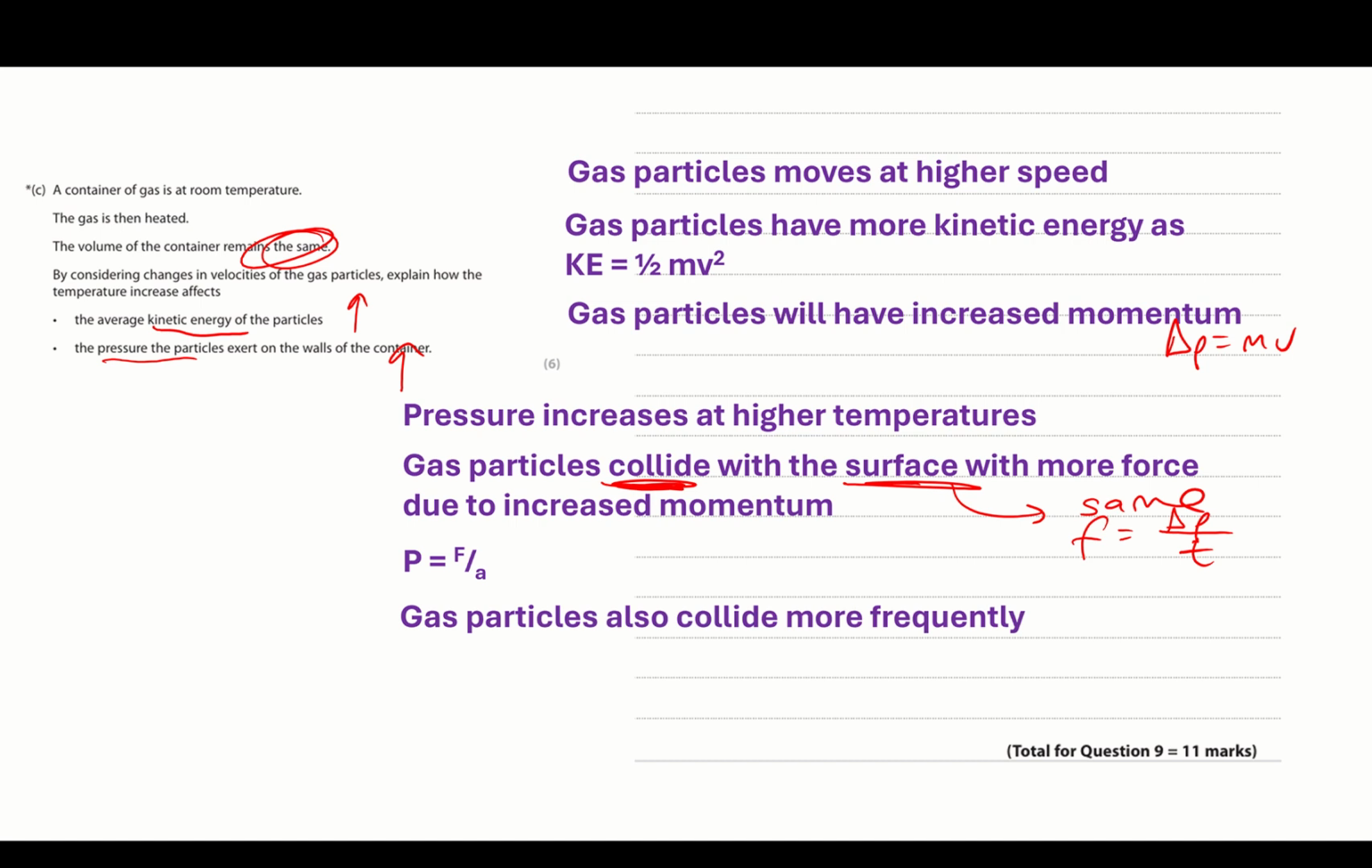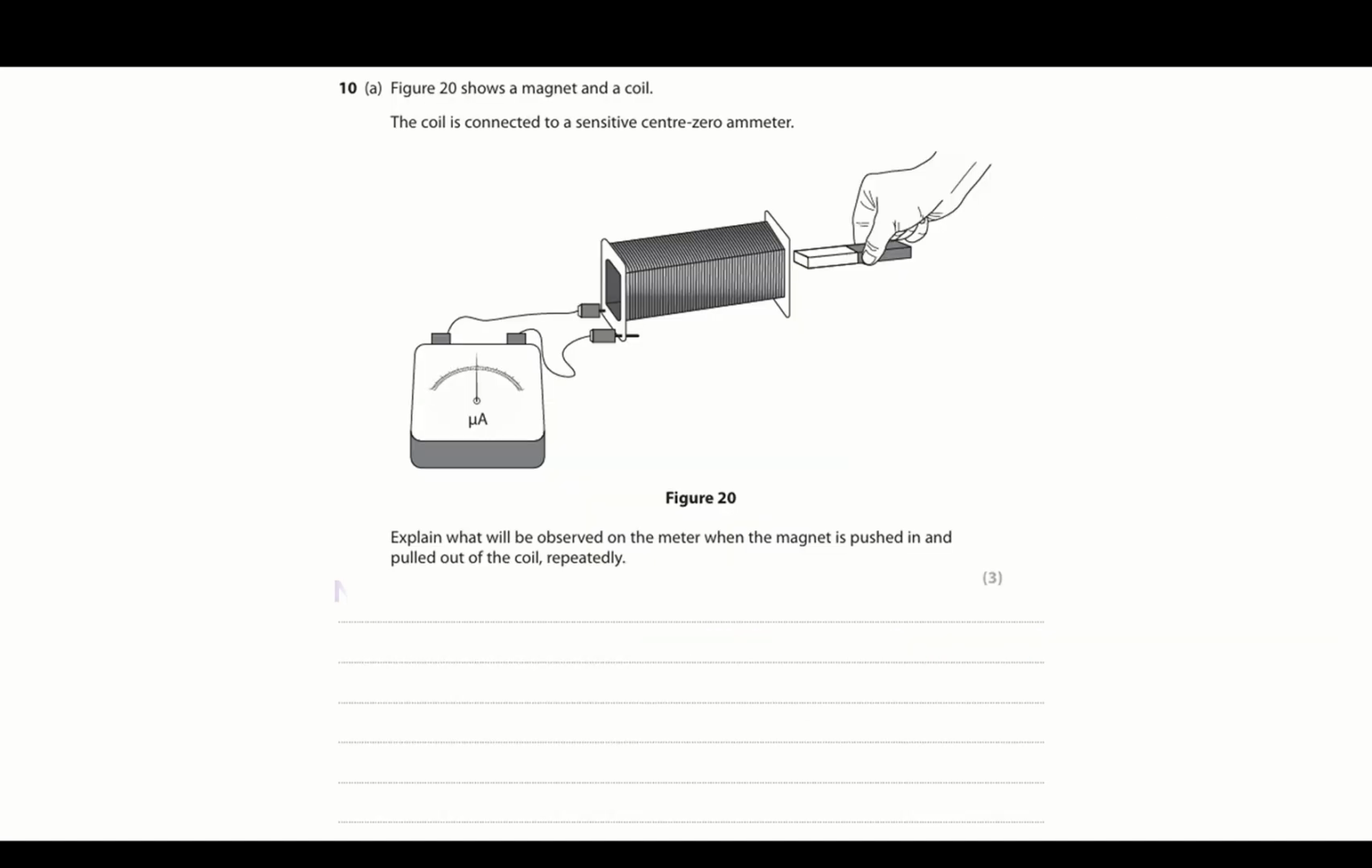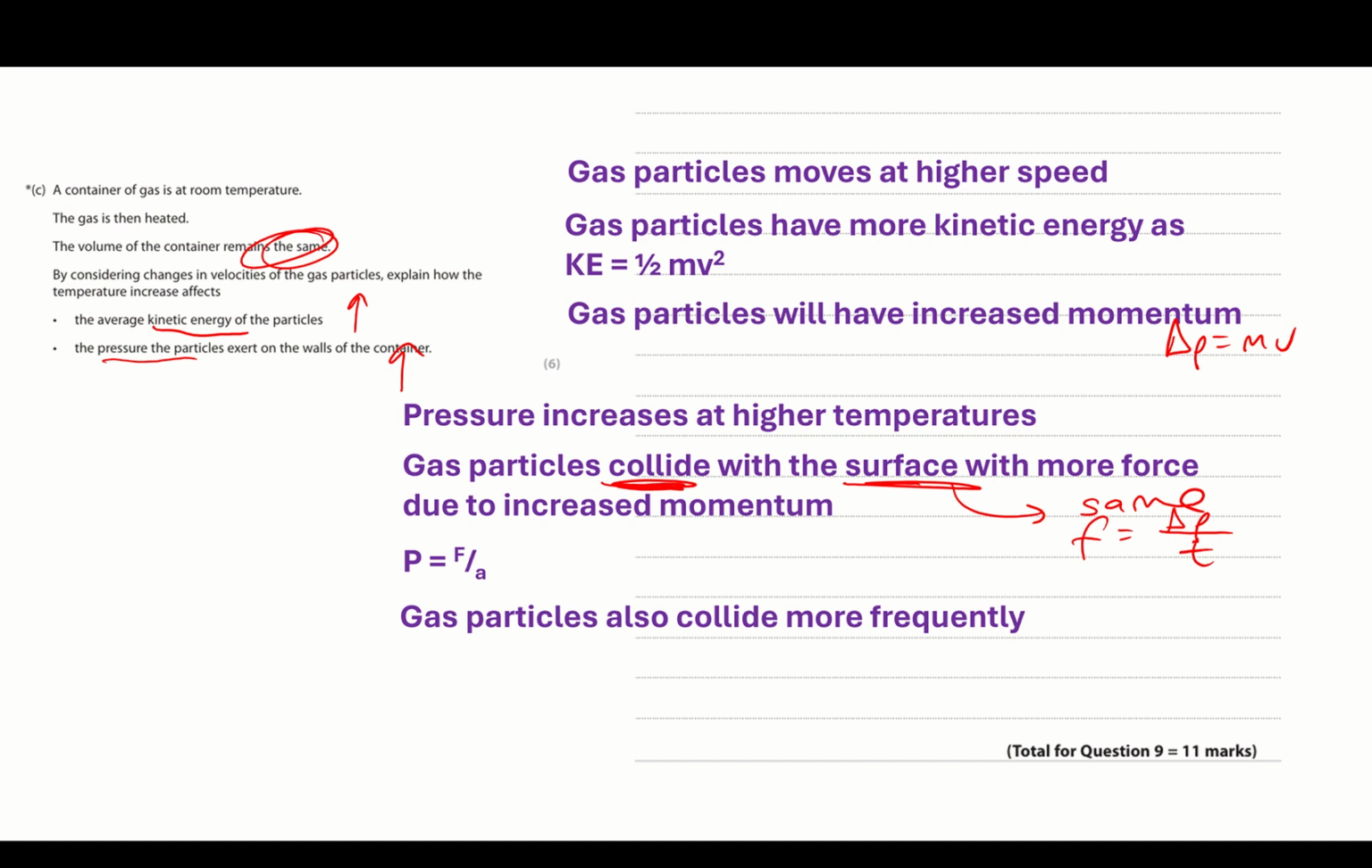The gas particles will also collide more frequently, and therefore pressure goes up. So it's two things. We've got more force and it is more frequent, which is that bit frequently gets missed. No pun intended. There we go.